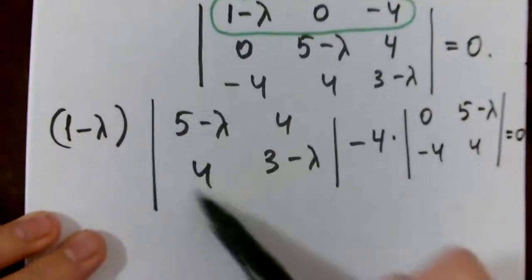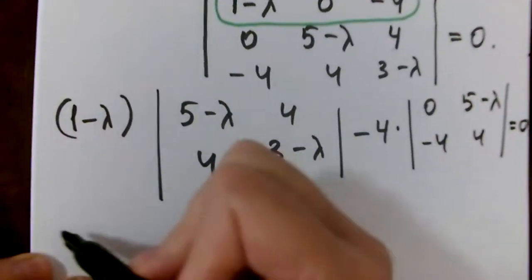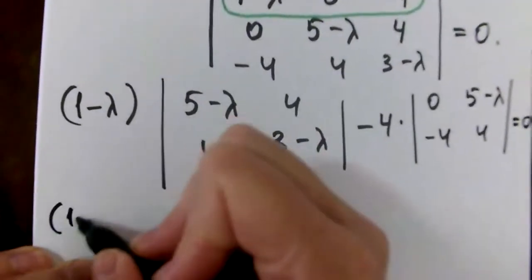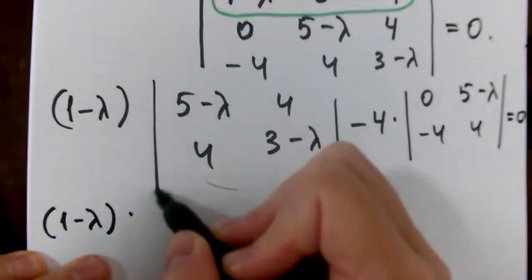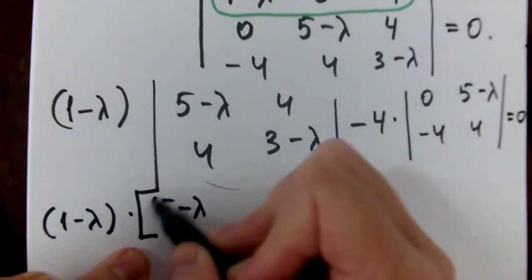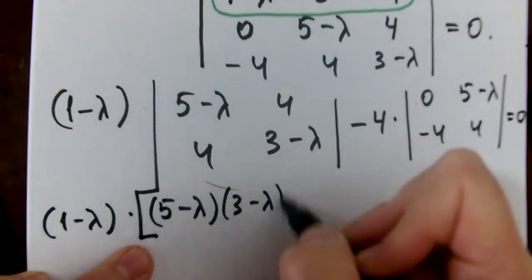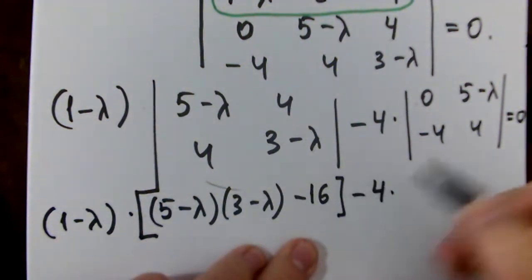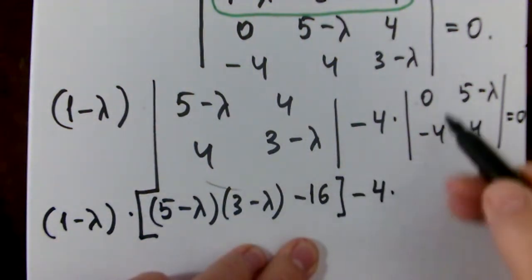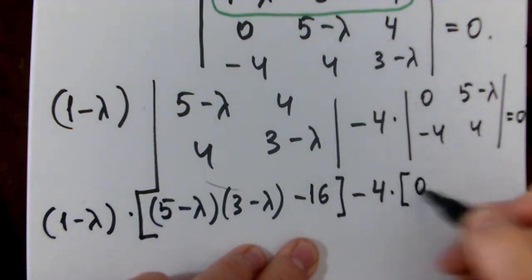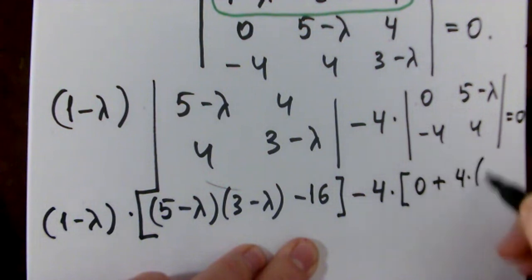Okay, now it's time to calculate these determinants. I need more space, I need to make my handwriting a little bit smaller. 1 minus lambda, I prefer to use brackets actually to make things look clear. Okay, 5 minus lambda times 3 minus lambda minus 16, brackets are closing, minus 4 times what? 0 minus this. Oh, quite tricky. I'm afraid to make mistakes. 0 plus 4 will be plus 4 times 5 minus lambda. Sorry, I'm running out of space.